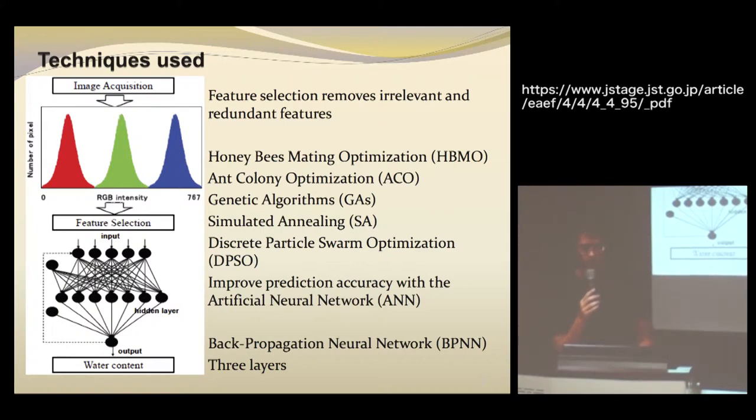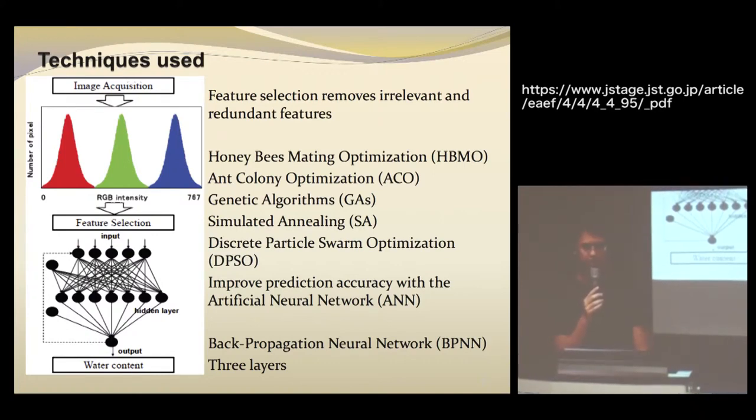There is also the ant colony optimization. It's about ants finding some food and finding the best path to bring the food to the main colony. There is also the genetic algorithm. This one is simple. It's about natural selection, about genes. There is also simulated annealing and discrete particle swarm optimization.